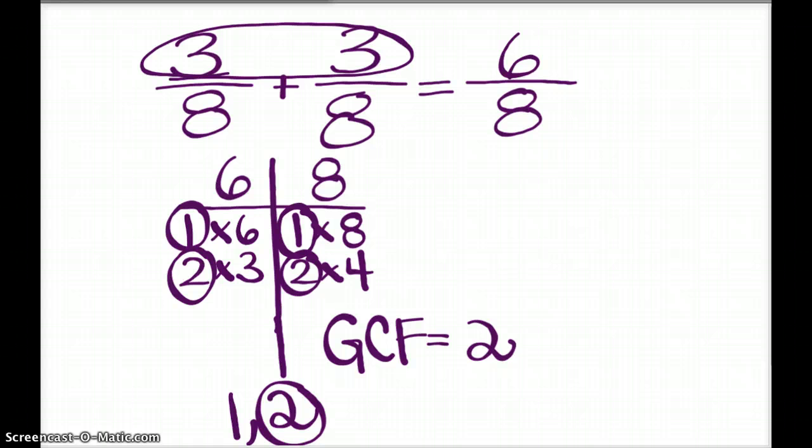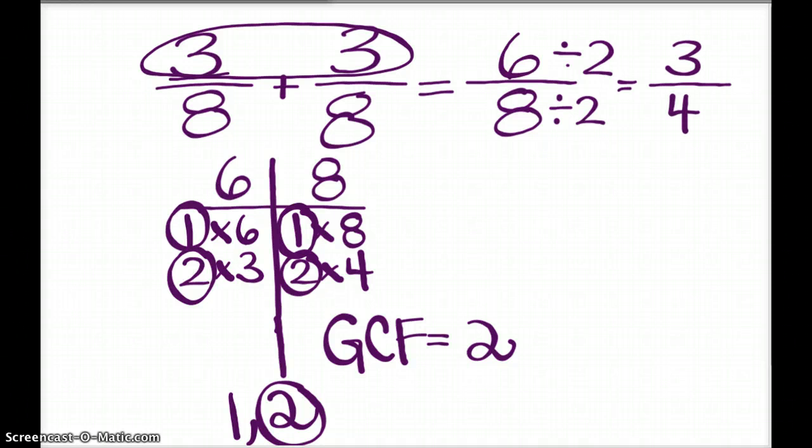The greatest common factor's job is to help simplify your fraction. And you're going to help simplify by dividing both your numerator and your denominator by your GCF. 6 divided by 2 is 3, and 8 divided by 2 is 4. So our answer, 3/8 plus 3/8, in simplest form, our answer is going to be 3/4.